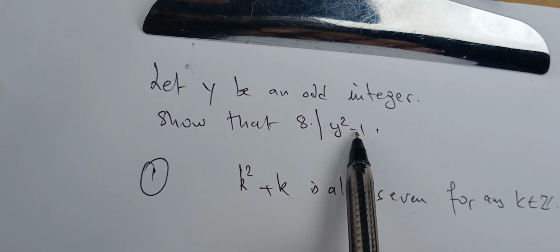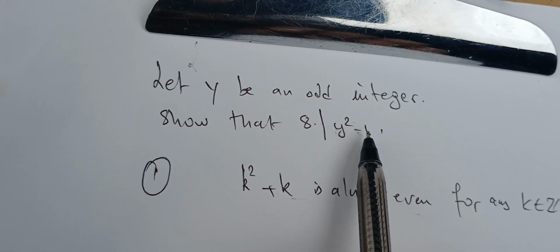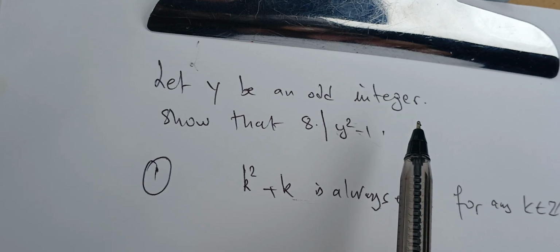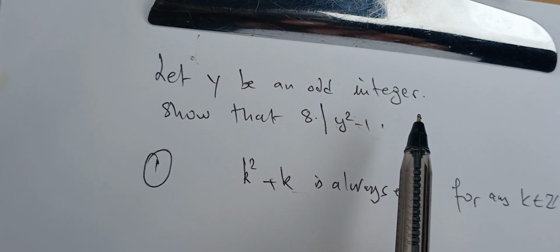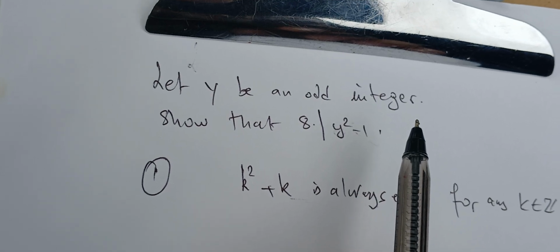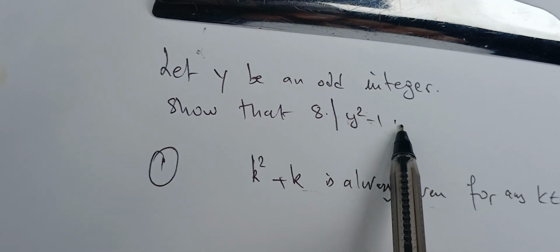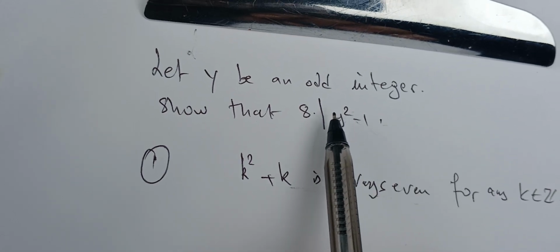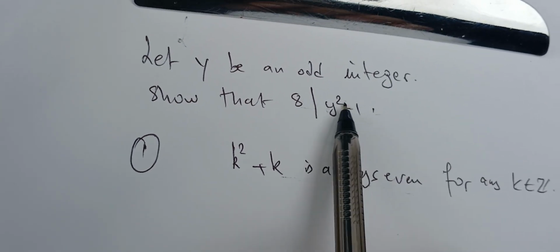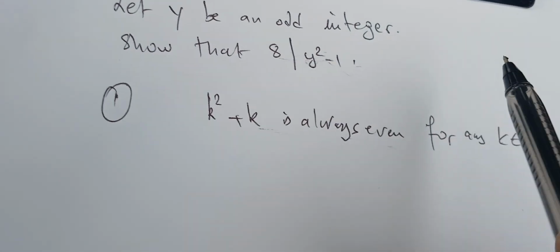And the next one is 7. 7 squared is 49, minus 1, that's 48. And 8 divides 48. We see that this result seems to be true. But we need to prove it using algebra and some basic results from number theory.